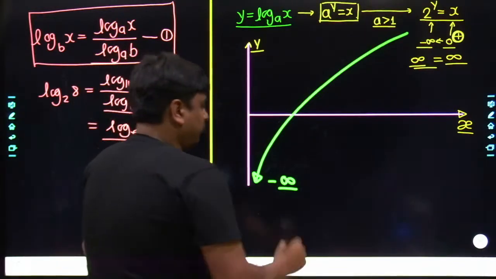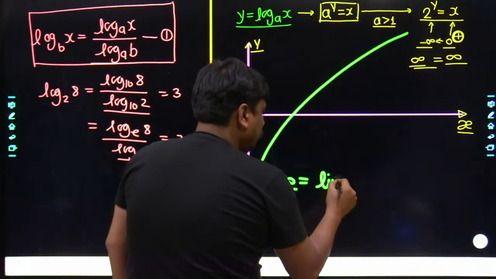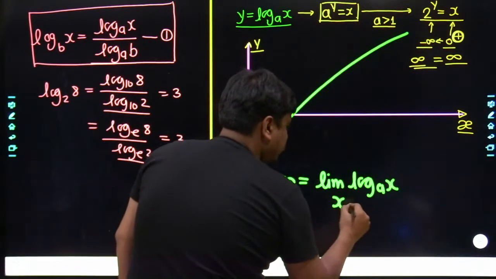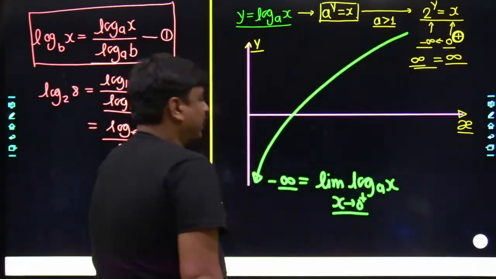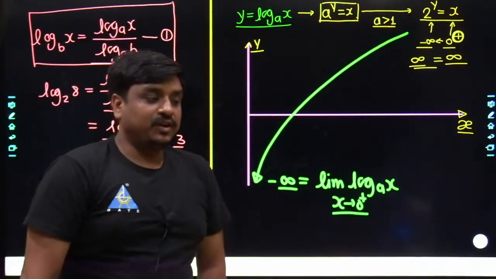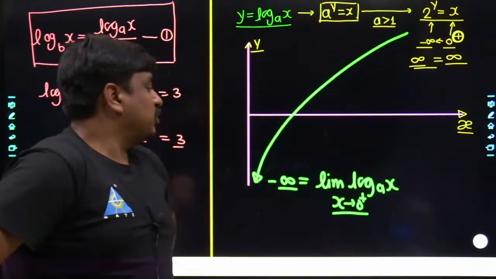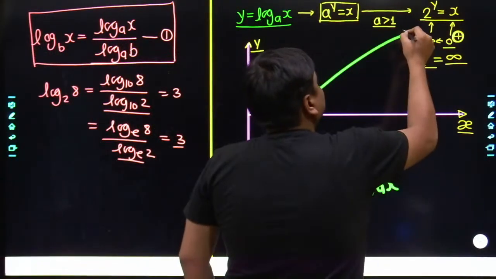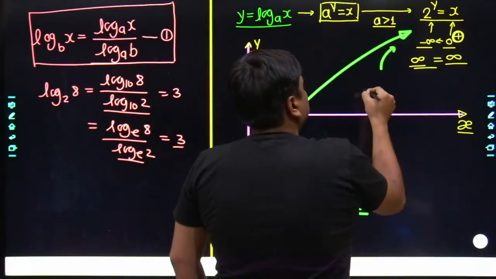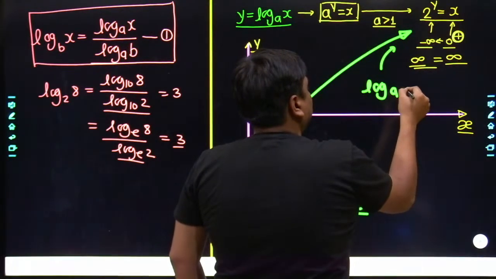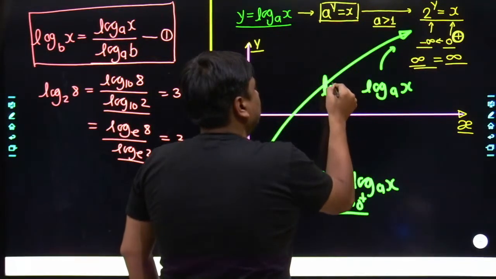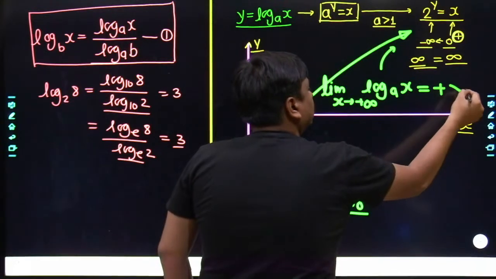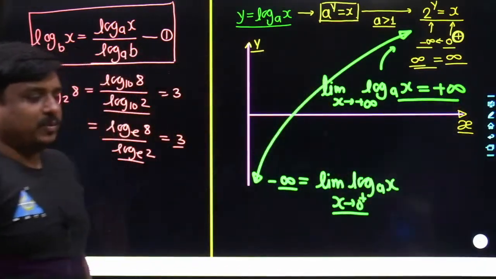And as the value of x reaches 0 plus, the magnitude of log a x would reach minus infinity. Agree with what I am saying? The limit x tends to 0 plus, log a x would be equal to minus infinity. And similarly, as the value of x is reaching towards plus infinity, log a of x, here it goes like limit x tends to plus infinity. So the result would be plus infinity.